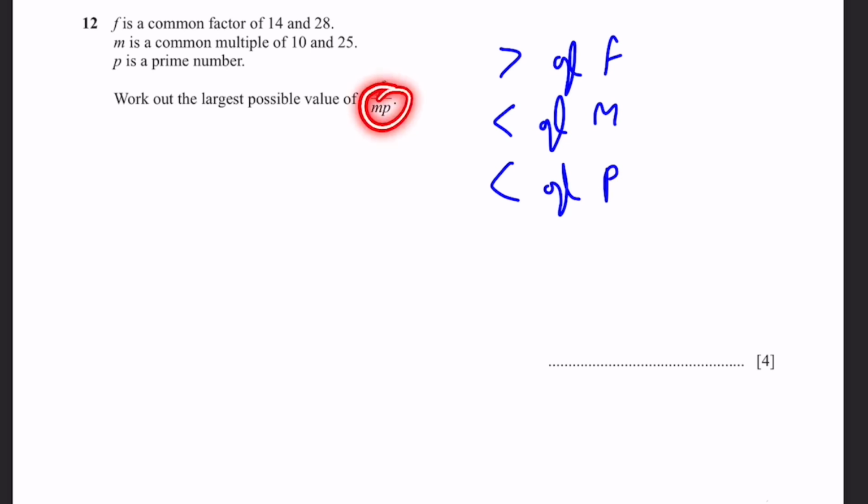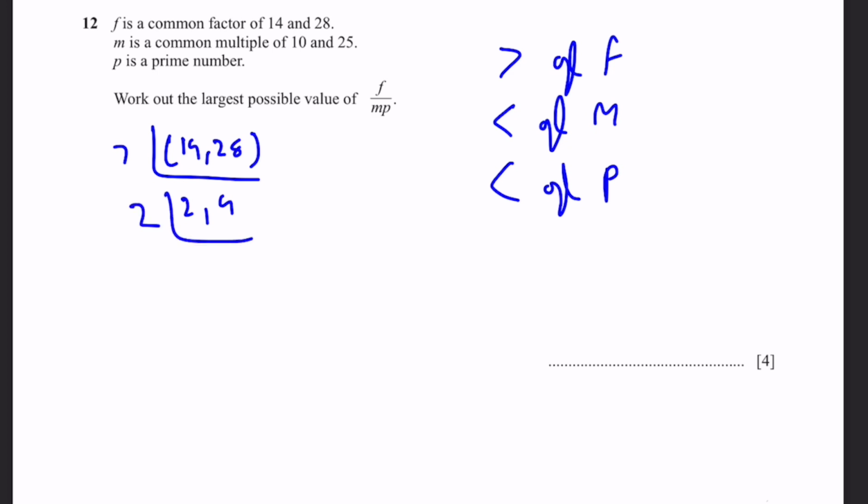Because MP are being divided, if we divide by a small number, we'll get a larger answer. And F is the dividend, which means it needs to be larger, then the answer is larger. So that means we can do the HCF of 14 and 28. We can take out 7 as a common factor, leaving 2 and 4. Then 2 is a common factor, leaving 1 and 2. So the HCF of 14 and 28 is equal to 7 into 2, which is 14.